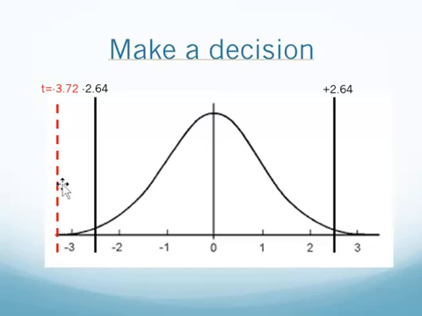And note that negative 3.72 is less than one of our critical values, our critical value on the low range or the left side of the distribution, which is negative 2.64. It falls into our critical region. So the correct decision here is to reject the null hypothesis. So there is a significant difference between the TV group and the radio group.